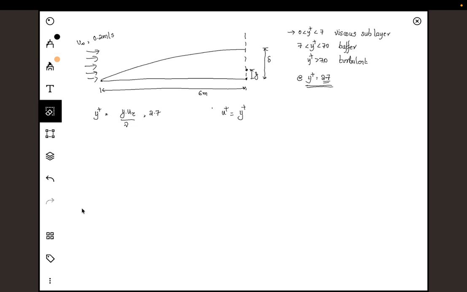I know that it is in the viscous sublayer. So this would be my one equation. And now I have to relate u plus with this. So I have u plus.